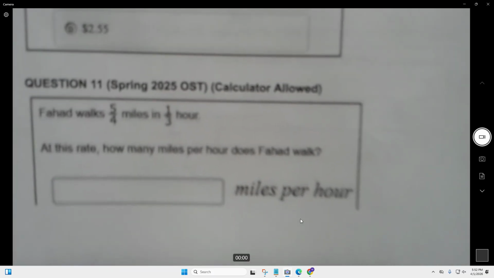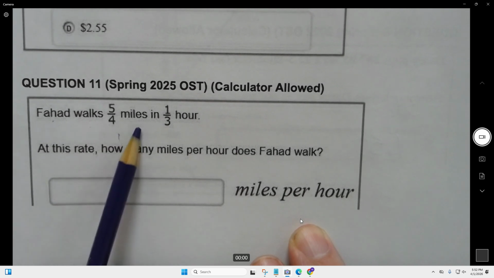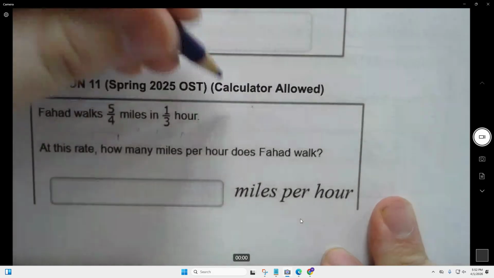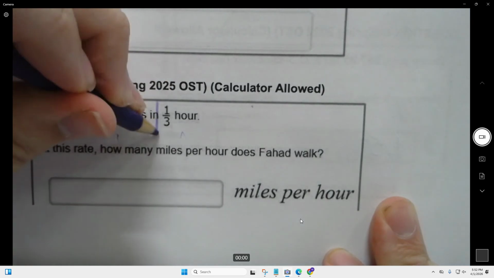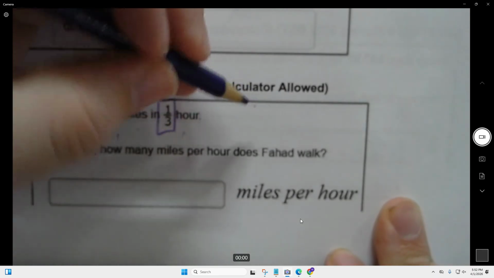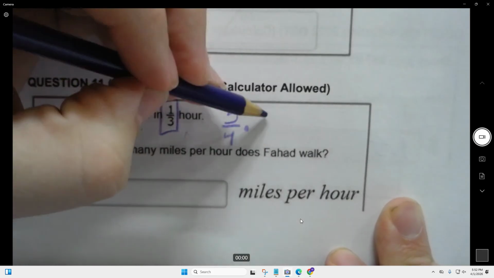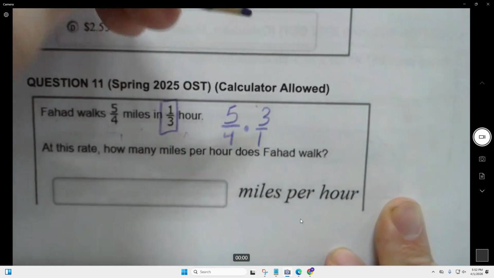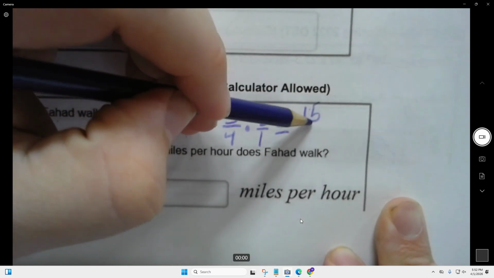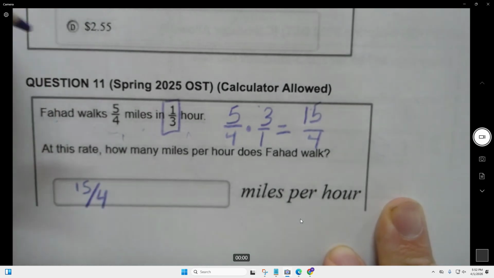And finally, question 11. Fahad walks 5/4 of a mile, 5 over 4 miles in 1/3 of an hour. At this rate, how many miles per hour does Fahad walk? So if he's going in 1/3 of an hour, to figure out how far he goes in 1 hour, you multiply by 3, because you want to get it to 3/3 of an hour. So you do 5 over 4 times 3 over 1, which is 15 over 4. So he walks 15 over 4 miles per hour.